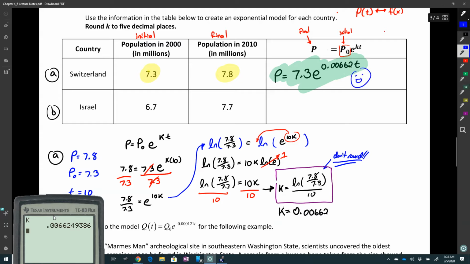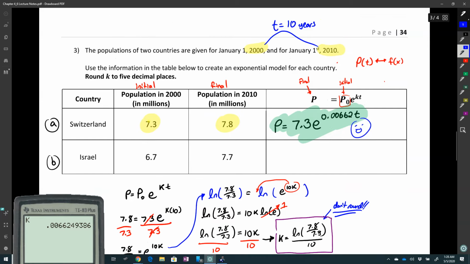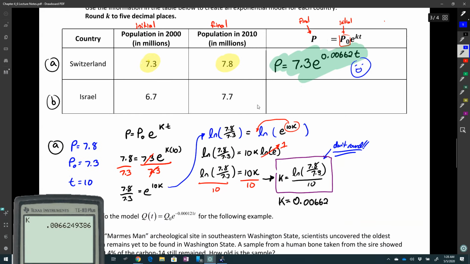So on that problem on the lab, it's pretty much the same thing. I give you the starting value, the ending value. You already know over what period it is. And all you do is plug it in, solve for the rate, and rewrite the equation with the rate plugged in. So my answer is P equals 7.3 e to the rate times t.